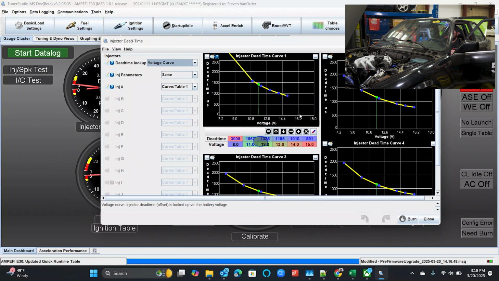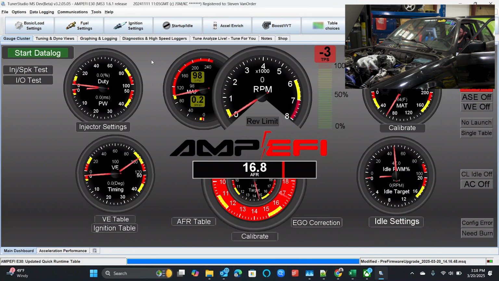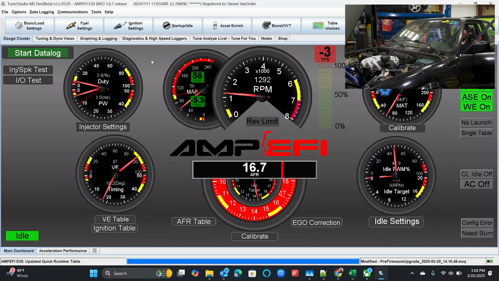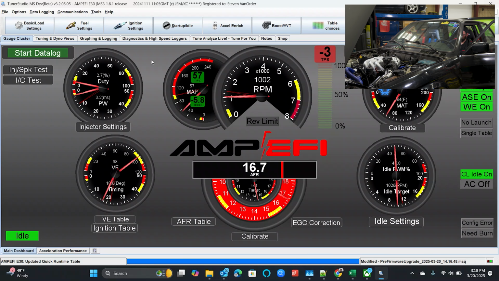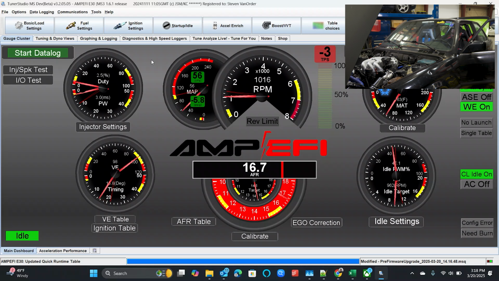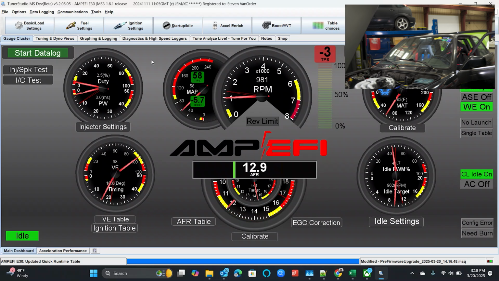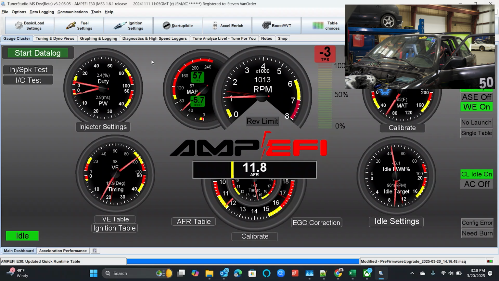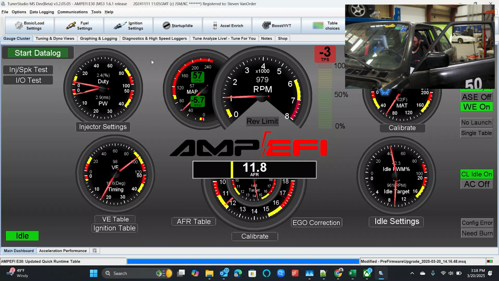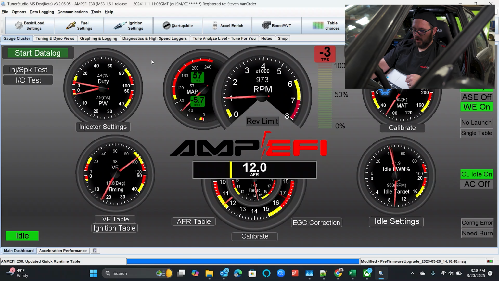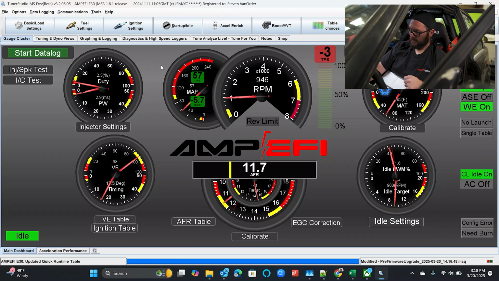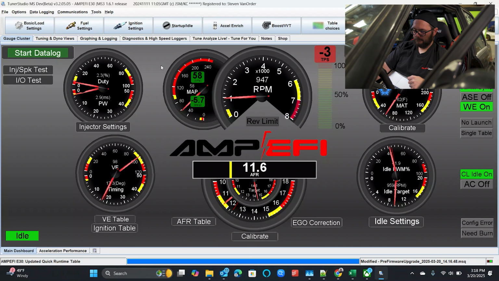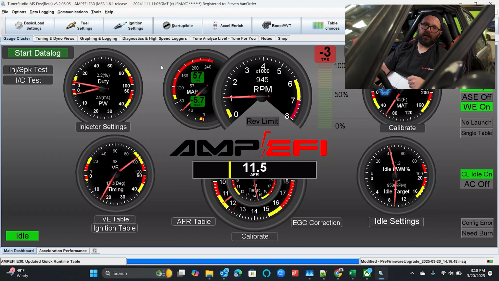All right, let's just verify the injector settings took, and see if she starts. Give it a minute for the wideband to come up. It's not too bad. We're a little bit on the rich side. We're also not completely warmed up, but that's not too bad. I would call that successful. We were able to update the settings and the vehicle started without issue on the first try.